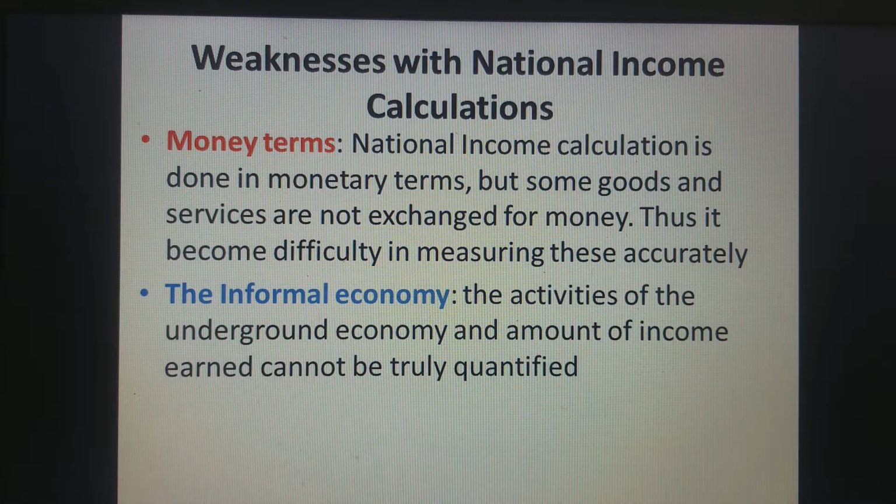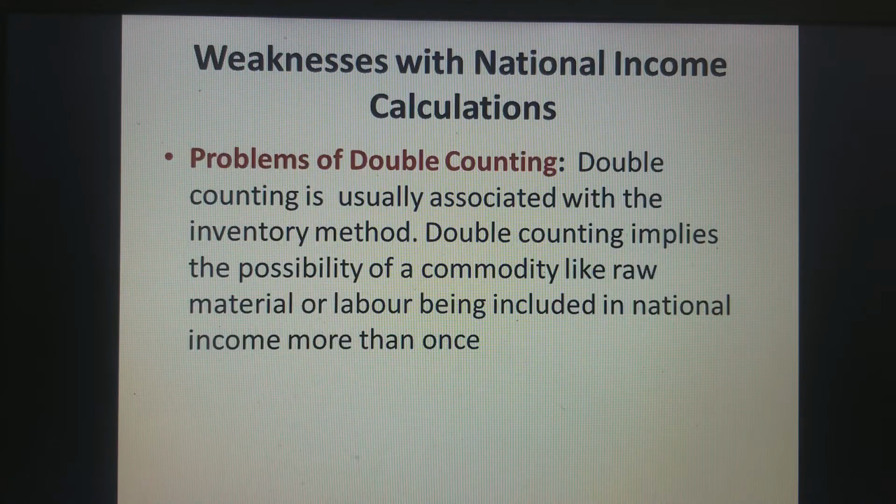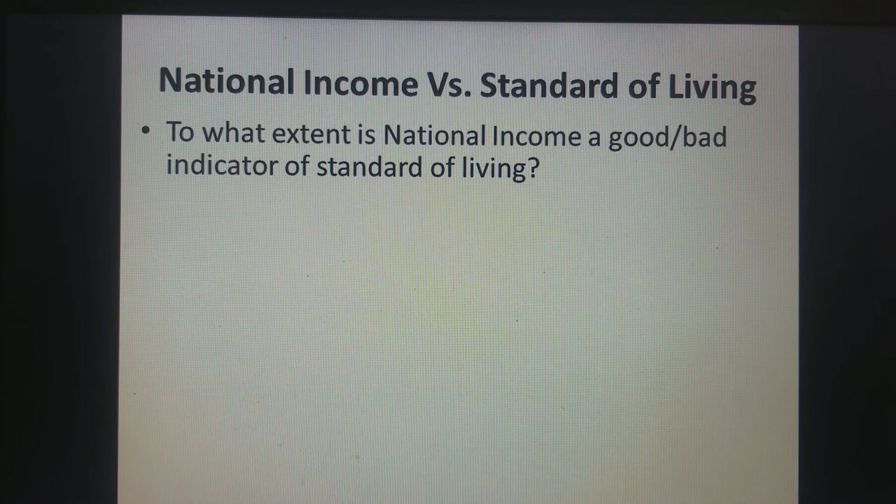The informal economy is another situation that is not reflective completely in the national income calculation. Why? Because the activities of the underground economy and the amount of income earned cannot be truly quantified. The government does not know about all that is taking place, right? And thirdly, the problem of double counting. Now, double counting is usually associated with the inventory method. Double counting implies the possibility of a commodity like raw materials or labor being included in national income more than once.